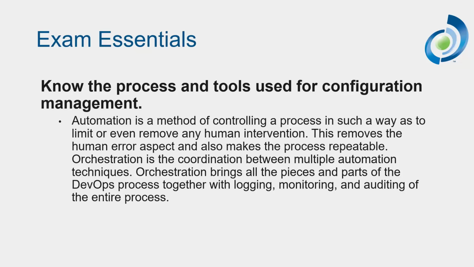Automation is the method of controlling a process in such a way as to limit or even remove any human intervention. This removal of the human error aspect also makes the process repeatable. Orchestration is the coordination between multiple automation techniques. Orchestration brings all the pieces and parts of the DevOps process together with logging, monitoring, and auditing of the entire process.